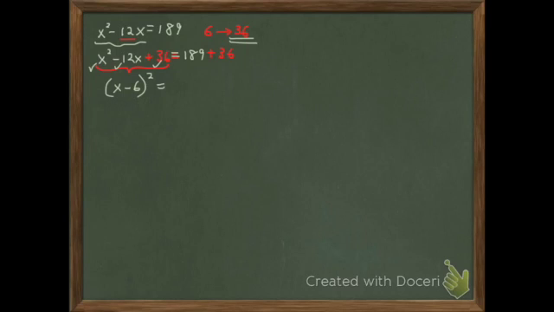Go ahead and add these up, and we're going to get 225. Taking the square root of both sides, I'm going to get x minus 6 equals the square root of 225, plus or minus 15. Take that to the other side, x equals 6 plus or minus 15. How do I get my two answers? First I say 6 plus 15, that's 21. Or 6 minus 15, that's negative 9.